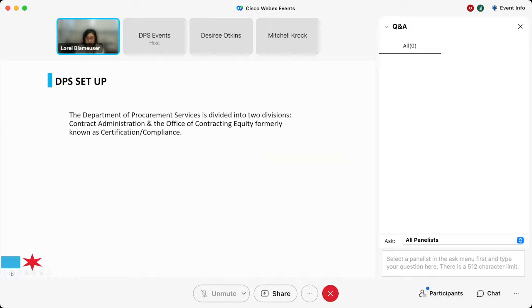Thank you. Okay. The Department of Procurement Services is divided into two sections: the Contract Administration, which is where I'm from, and the Office of Contracting Opportunity, formerly known as Certification and Compliance. My colleagues will be discussing further information regarding the contract and regarding the certification and compliance component of our presentation later on. Thank you.